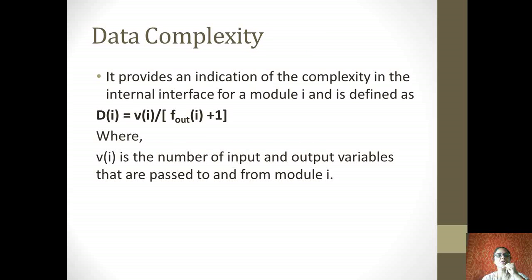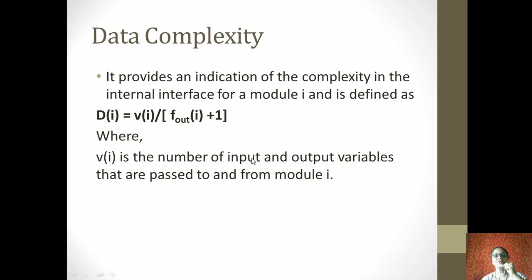Now let's calculate the data complexity. It provides an indication of the complexity in the internal interface of a module i and is defined as D(i) = V(i) / (fout(i) + 1), where V(i) is the number of input and output variables that are passed to and from the module. Here the module refers to the procedure or function which takes some parameters and returns a value. So it is the total number of variables the module takes and the number of variables it gives out.